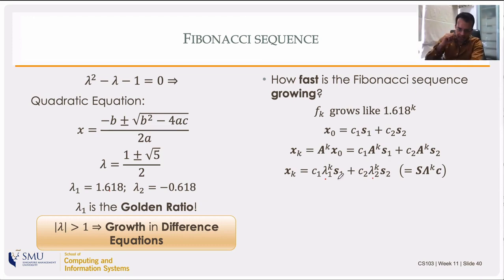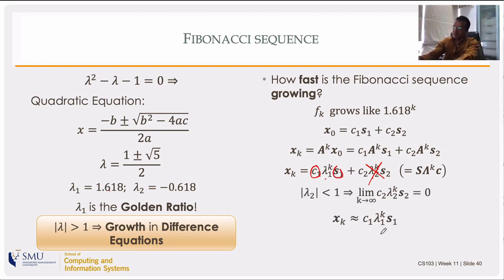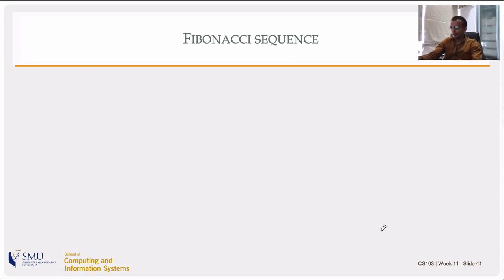So as k grows, as k becomes like 10 or 15 or 100, this term is going to just disappear, because lambda 2 to the power k is going to be a very small number. But lambda 1 to the power k, on the other hand, is going to be a large number. So we can ignore this term, and we can say, regardless of what s1 is and regardless of what that coefficient is, we know that xk is going to grow in accordance with the dominant eigenvalue. So xk is similar to that which grows as the dominant eigenvalue.